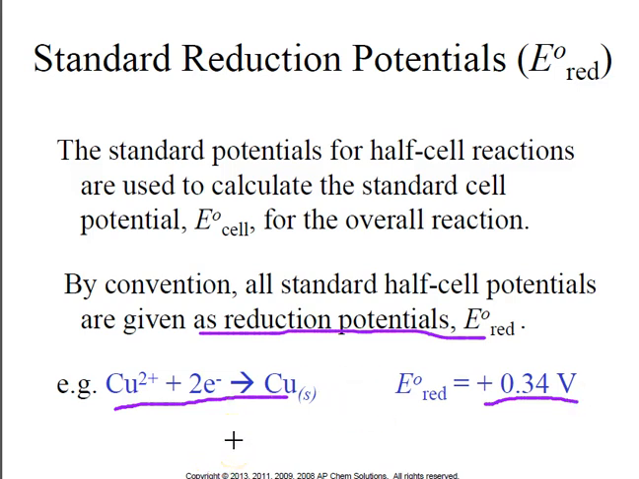But remember that only the one at the cathode is actually being reduced, the one at the anode is being oxidized. However, they're all written as though they were being reduced. So we'd have to flip it around if it was being oxidized. So that would be copper goes to copper plus 2 plus 2 electrons. What do you think would happen to this potential energy if we flip that around? Well, instead of 0.34 volts, it would be negative 0.34 volts.